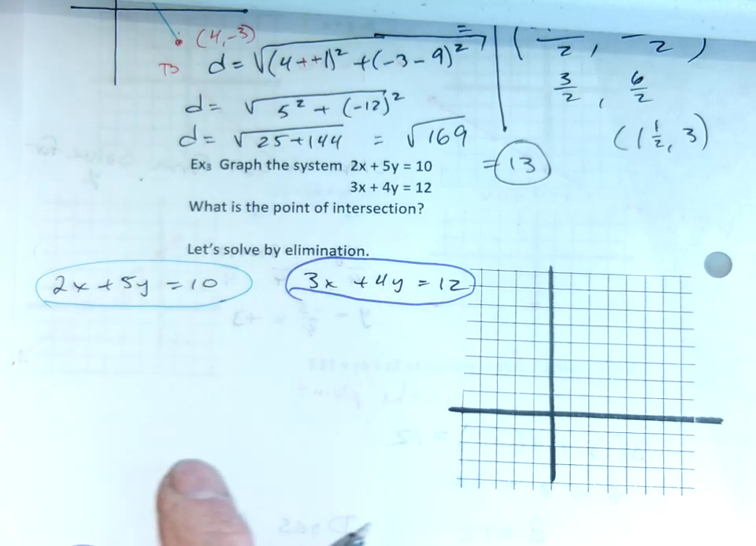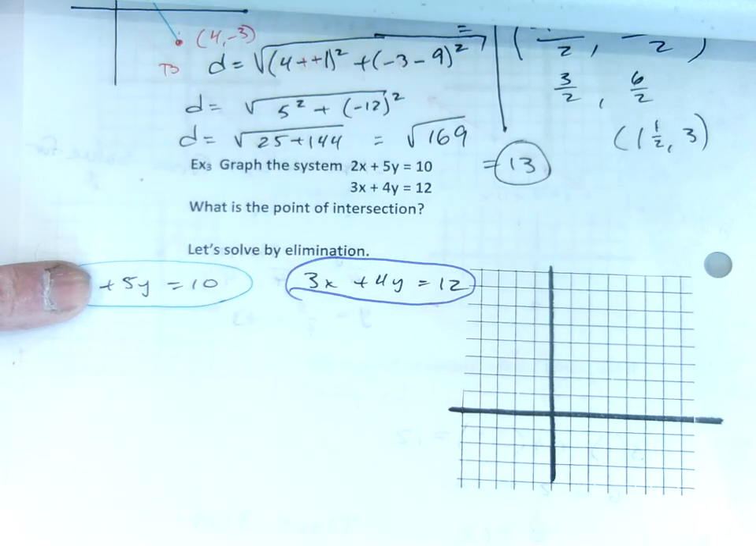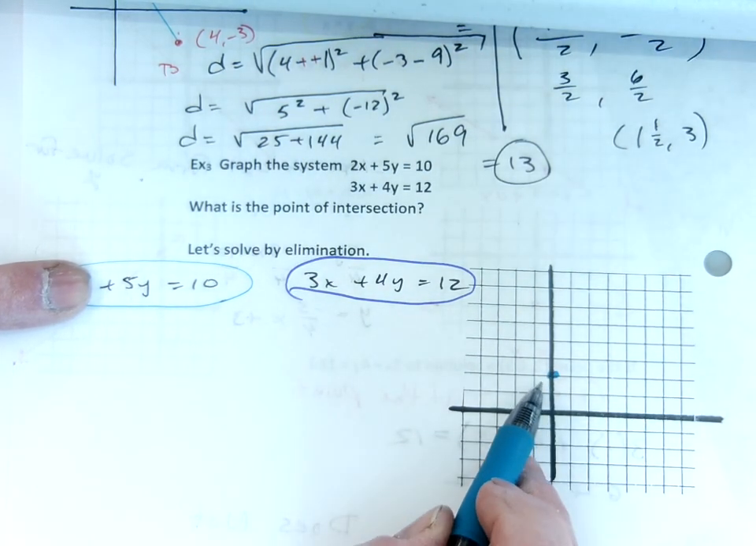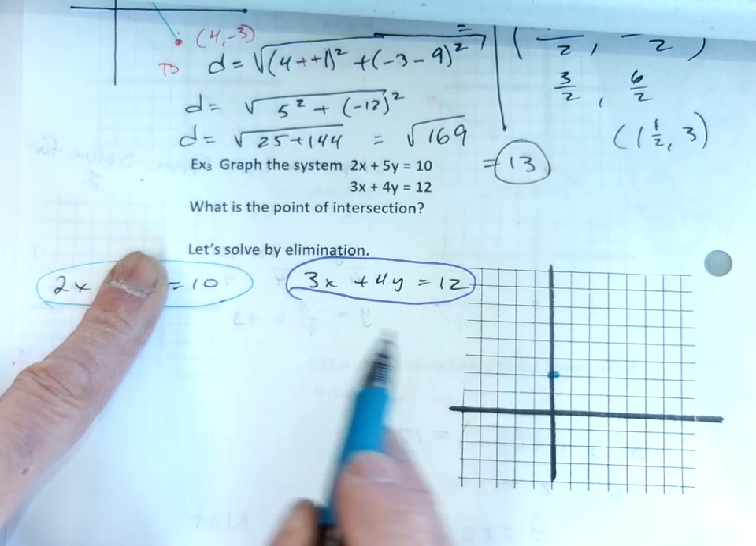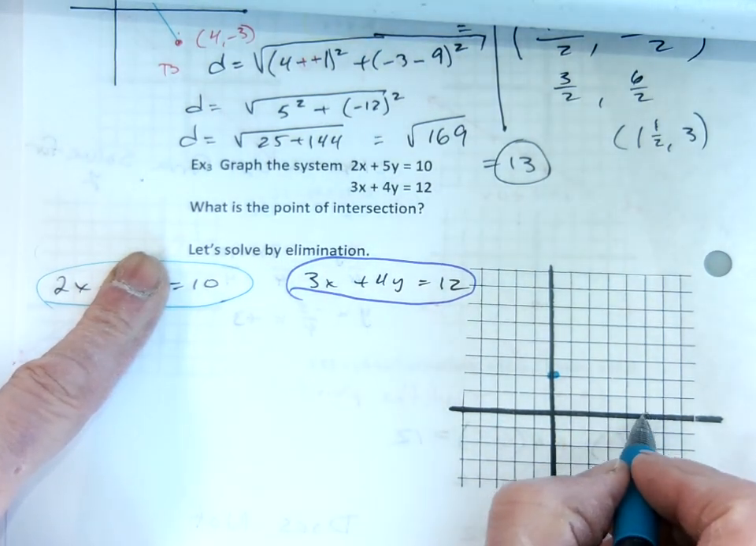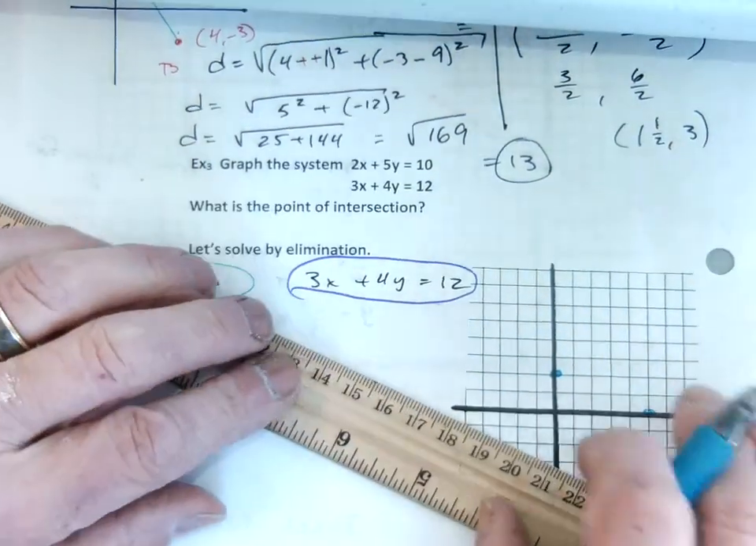So let's do this together. Everybody watching? If I cover up this 2x, what would y equal? 2. So I'd have a y-intercept of 2. You with me there? If I cover up the y, what's the value of x? So I have an x-intercept of 5, and there's my first line.